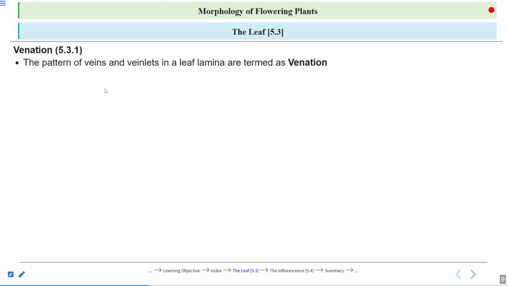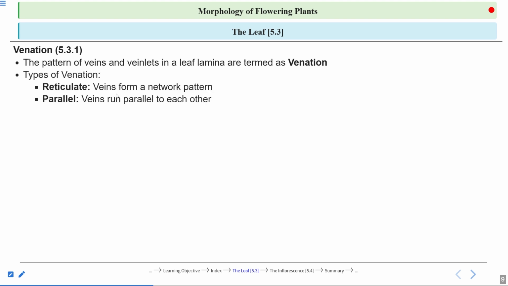Patterns of veins and veinlets in the leaf blade or the lamina. Now there are different types of venation: reticulate venation and parallel venation. Let's first understand what is reticulate venation. Reticulate venation is when the veins form a network pattern. When the veins form networks, this is known as reticulate venation. And when the veins run parallel to each other, it is known as parallel venation.